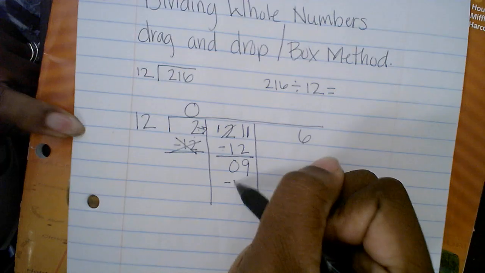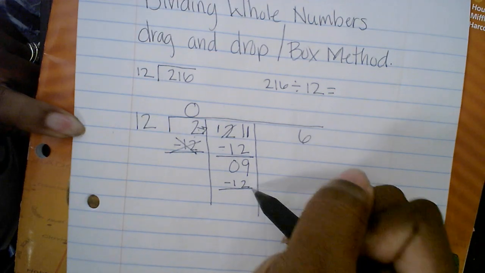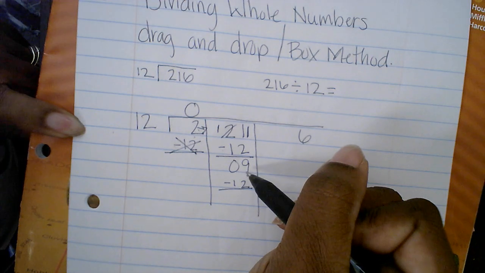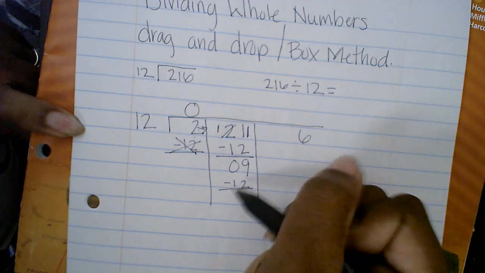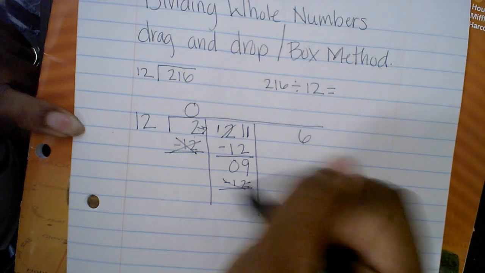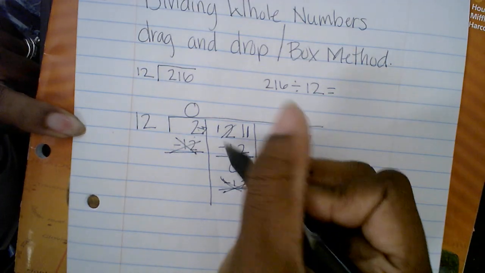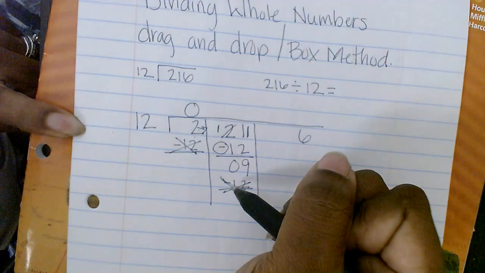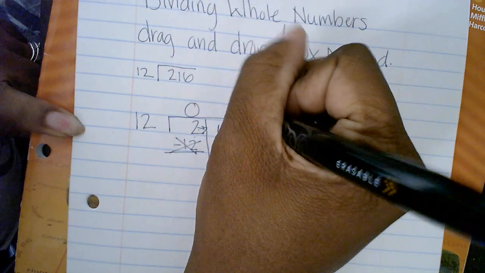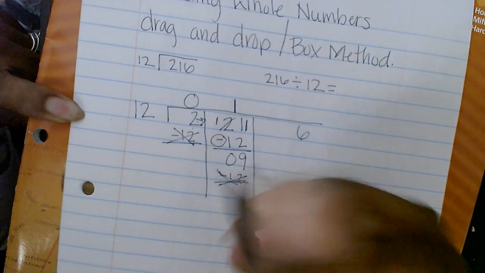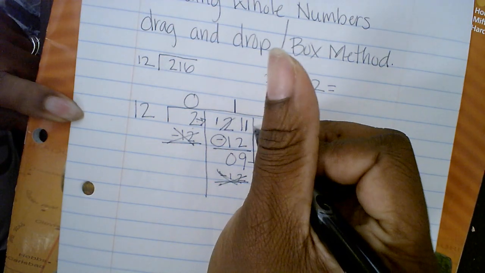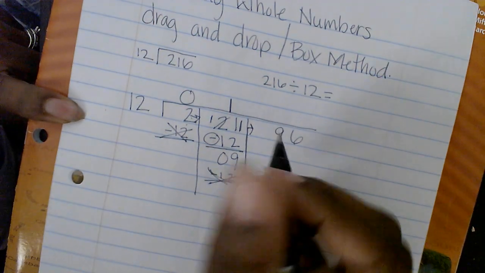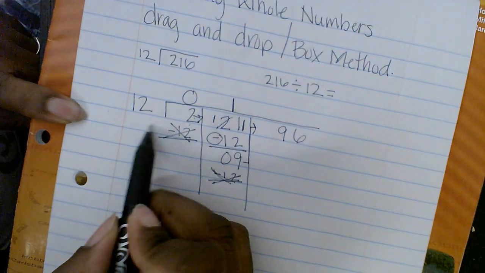Again, can I take away 12? 9 minus 12. If you have 9, you cannot give away 12 because you do not have enough. So you can't do that. How many times did you subtract? You subtracted 1 time. You are left with 9, and you need to drag it over and drop it off in the next place value. You are going to subtract 12 again.